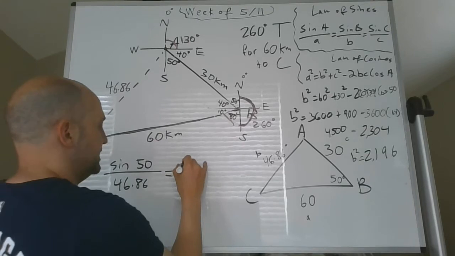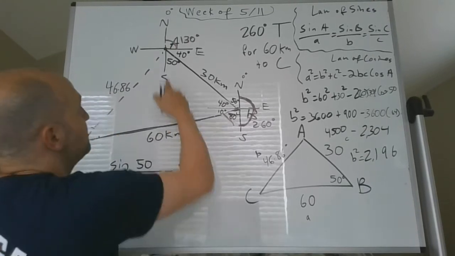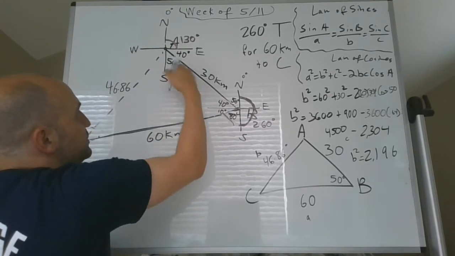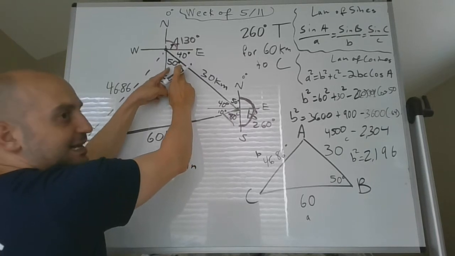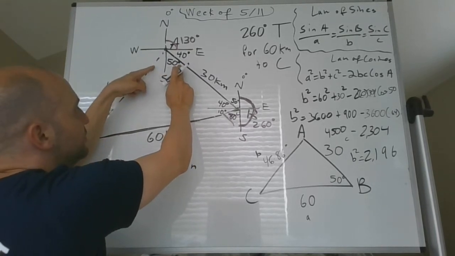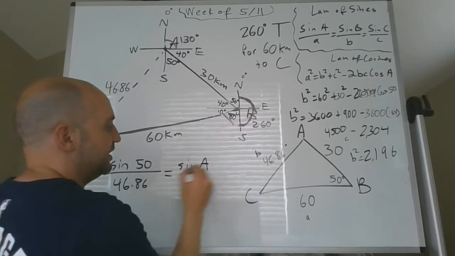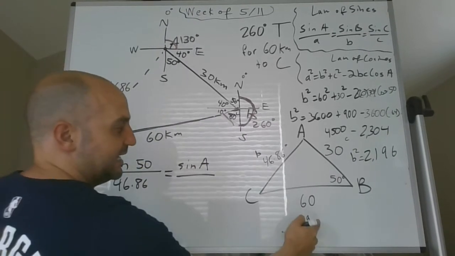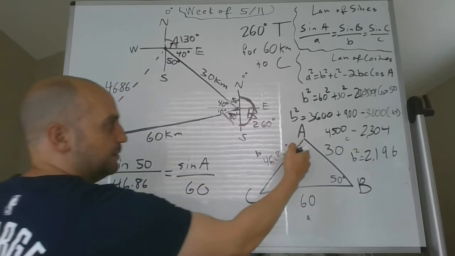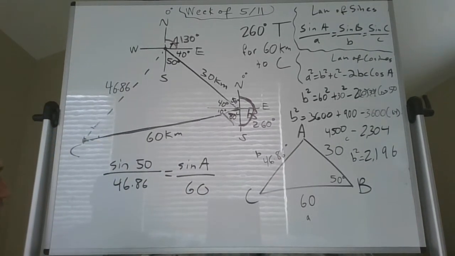So for angle A, we need the sine of angle A. But look here, angle A we do not have. We know this little portion of angle A is 50. So we know angle A, the whole thing, is going to be more than 50. I don't know what it is though, so I'm going to put sine of A. And then side A is going to be 60. Because remember, we don't know angle A right now. We're trying to figure that out.